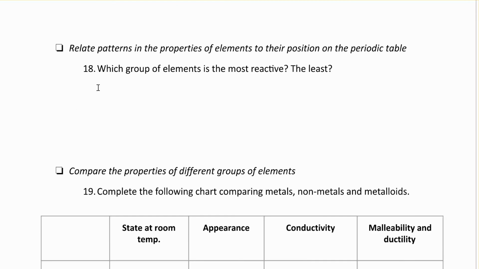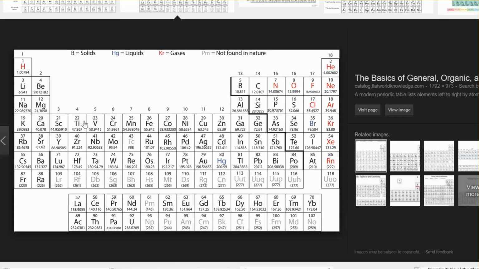All right, moving on to 18. Which group of elements is the most reactive, and which one is the least reactive? So the most reactive group of elements, I'll get a periodic table here, is going to be this one, the alkali metals group. It has one extra electron, and it wants desperately to get rid of that extra electron, which makes it very reactive. The least reactive group is all the way on the other side, our noble gases.